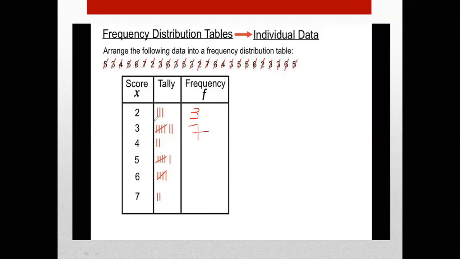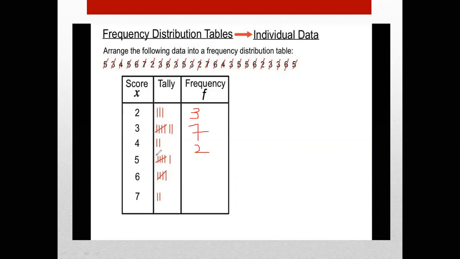Frequency means how many times the score was repeated. So you can say the score 3 was repeated 7 times, score 2 was repeated 3 times, score 4 was repeated 2 times. So that is known as the frequency, how many times. So the third column will include frequency.